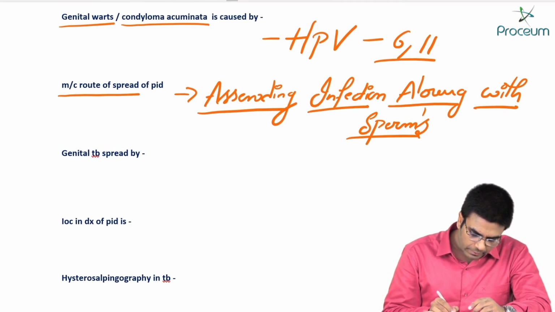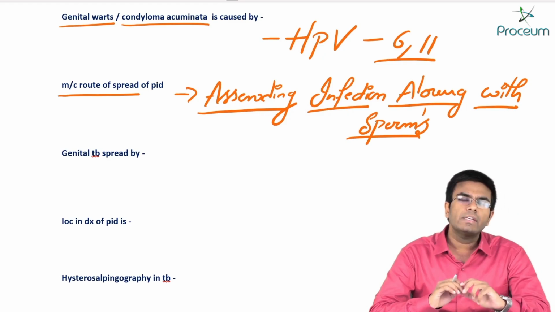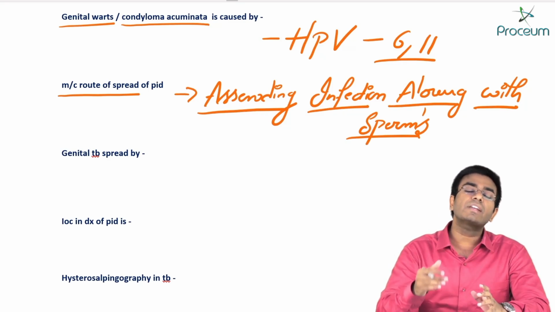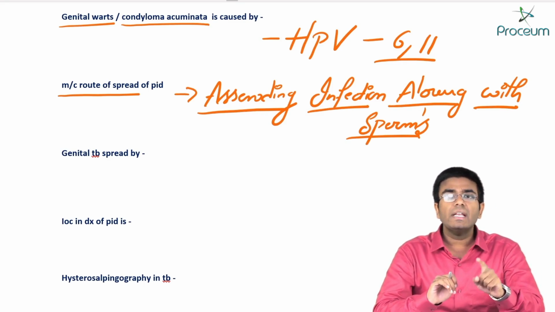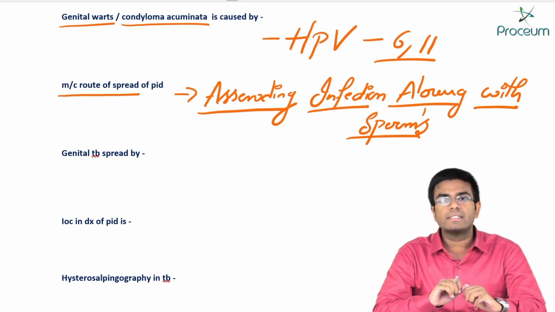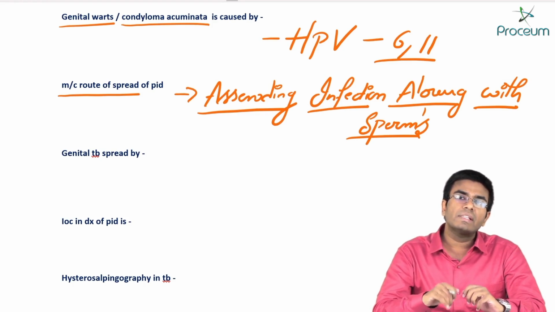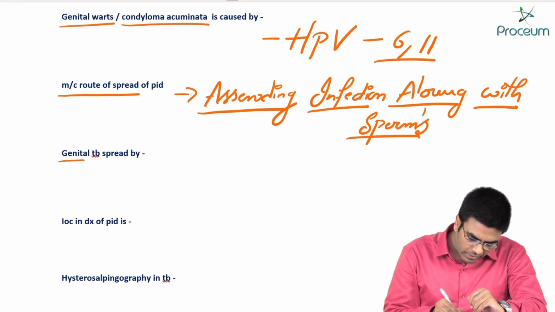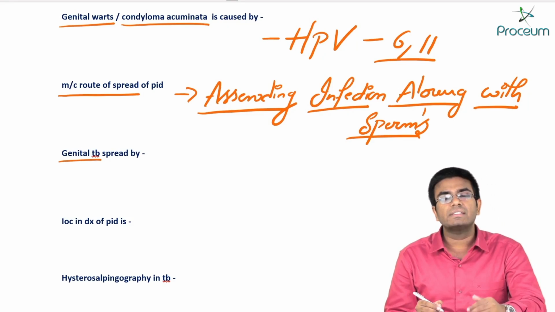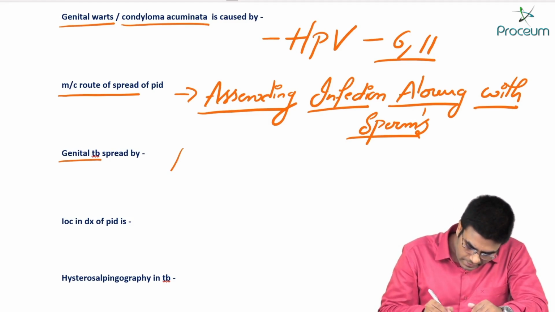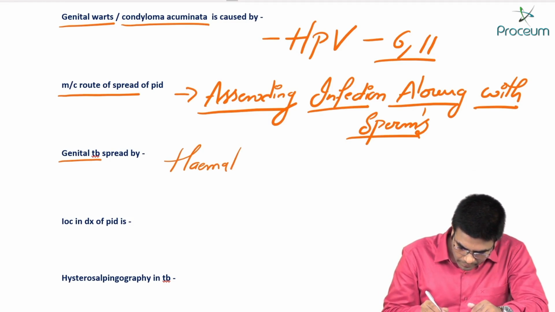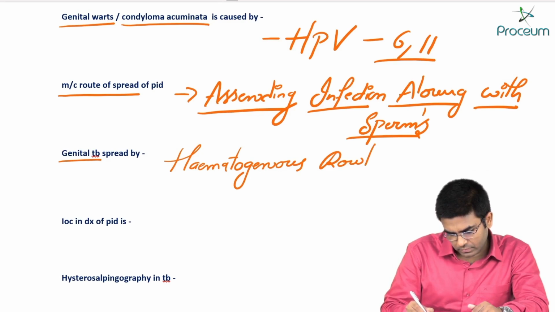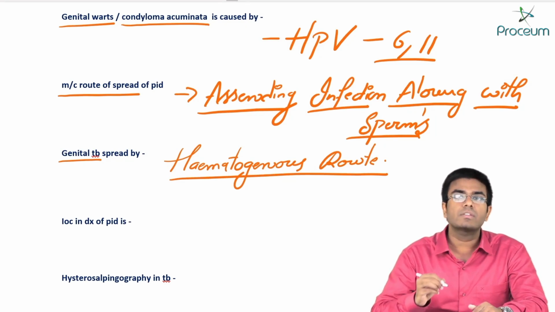Now genital TB is spread by, guys, usually if someone asks you what is the mode of spread of pelvic inflammatory disease, that is ascending infection along with the sperms. Genital TB will also cause pelvic inflammatory disease, but the route of spread of this genital TB is different. So that's what we are talking about. Genital TB, which is causing pelvic inflammatory disease, is spread by which route? It is hematogenous route.